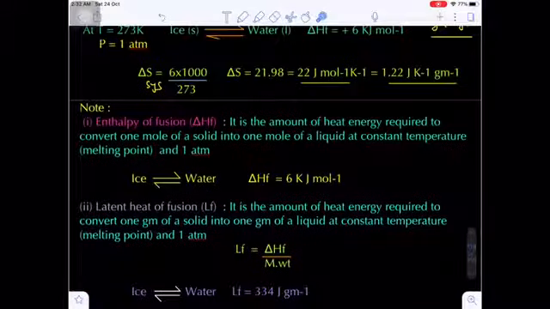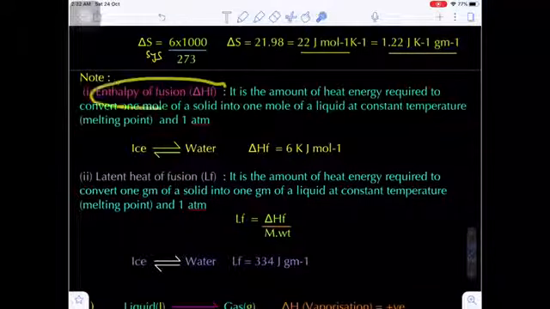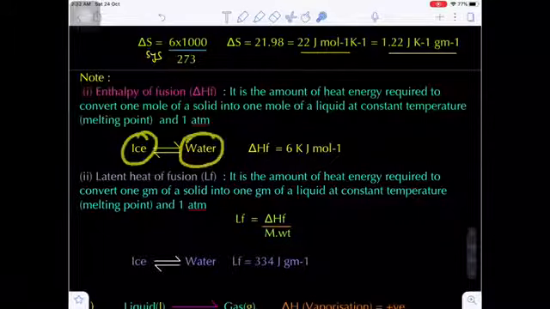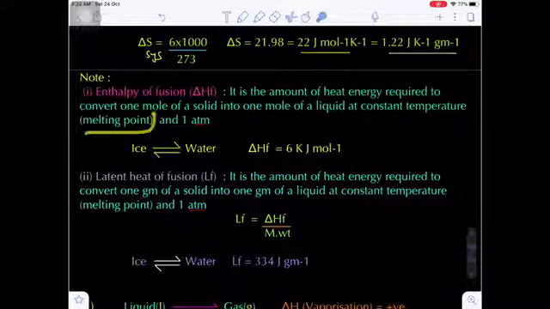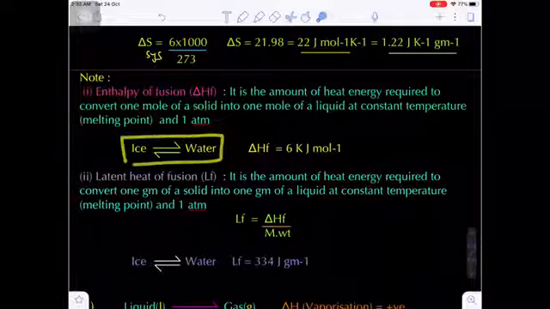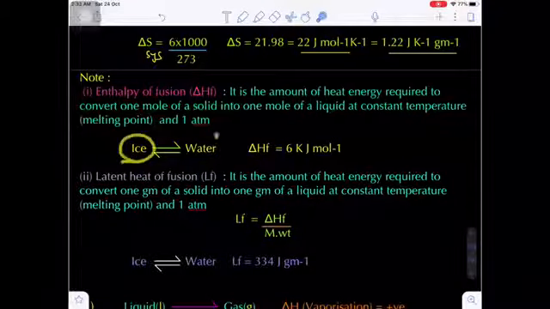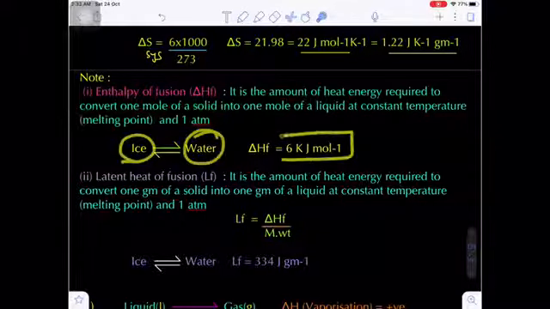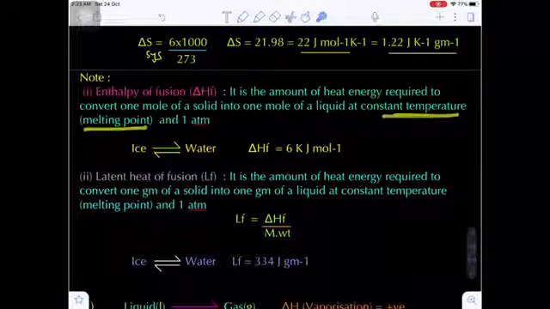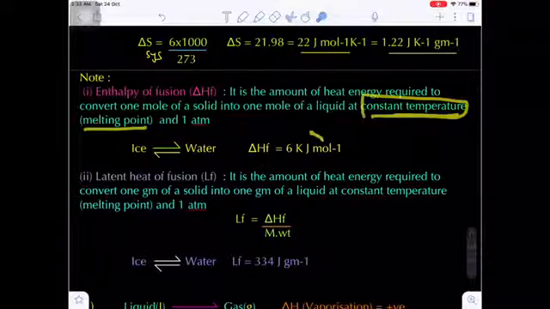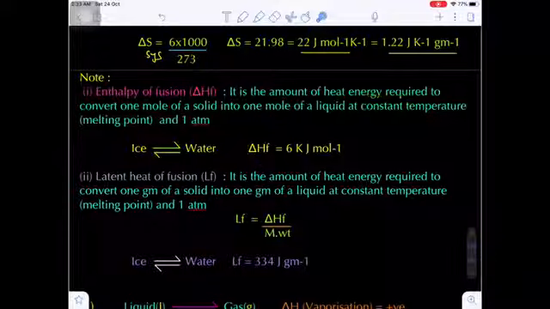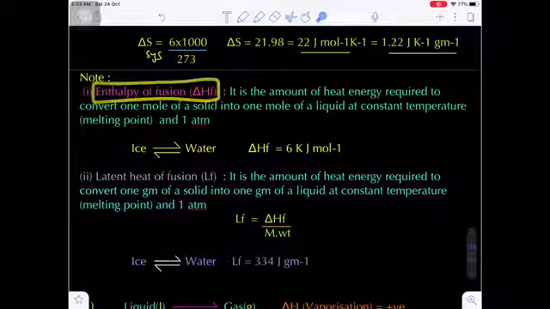And next, one more. What is the meaning of enthalpy of fusion? It is the amount of heat energy required to convert 1 mole of a solid into 1 mole of a liquid at a constant temperature known as the melting point and atmospheric pressure. The well-known example, the ice and water system. If you want to convert 1 mole of ice into 1 mole of water, how much heat energy is required? 6 kilojoules per mole at a constant temperature, that is the melting temperature. That is known as enthalpy of fusion.